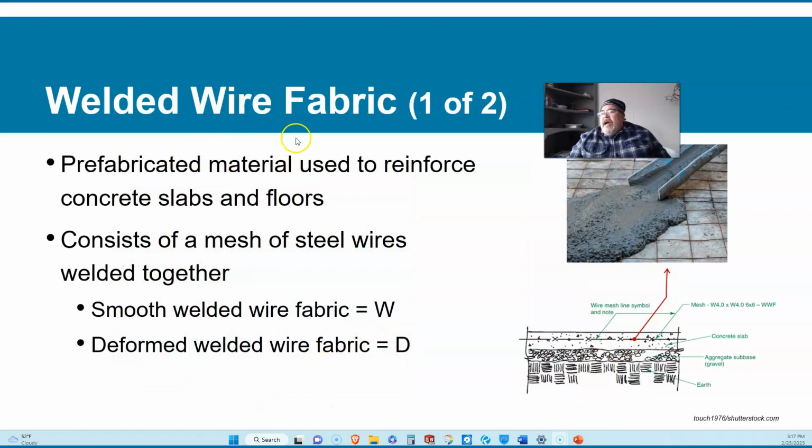Welded wire fabric. So what you can see here in this illustration is wire that crisscrosses each other in a pattern like 4x4. That's called a fabric. And that also provides reinforcing. You can see here in this illustration, this section shows you the earth, the aggregate, the concrete, and the wire that's embedded within the concrete.